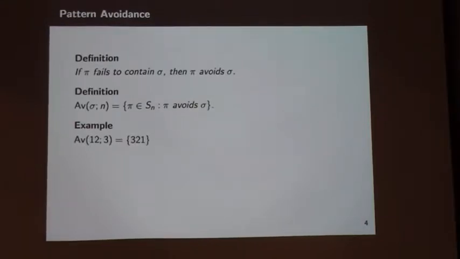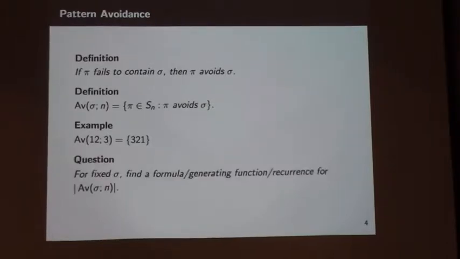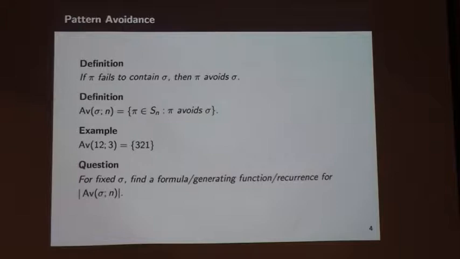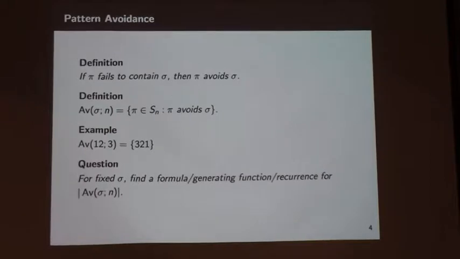So here's an example. AV of 1, 2, semicolon 3. That's the set of all length 3 permutations that avoid 1, 2. Well, there's 6 length 3 permutations, but only one of them doesn't have any increasing elements. So that's 3, 2, 1. The main question that people ask about pattern avoidance or pattern containment is, for some fixed pattern sigma, find a formula, a generating function, or a recurrence. In general, just find some polynomial time algorithm that will tell you how many length n permutations avoid that pattern sigma. So that's the most classical question about permutation patterns.